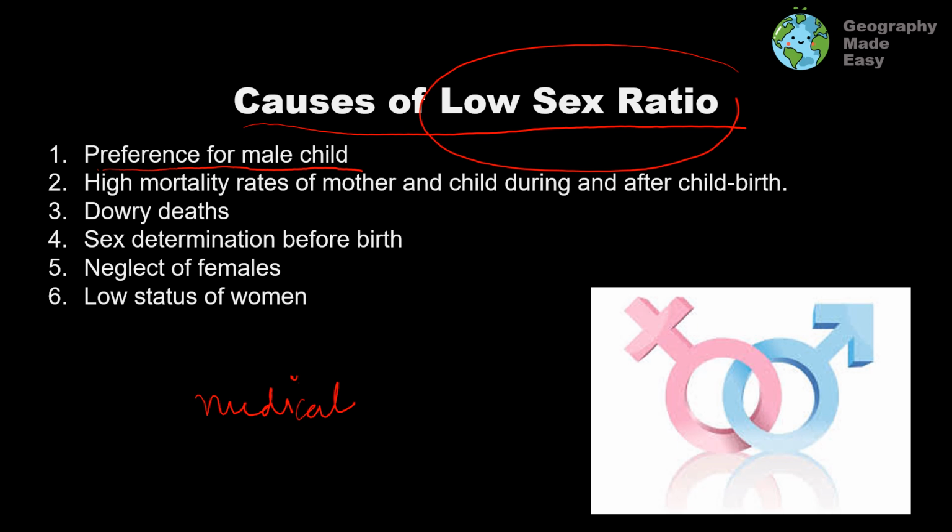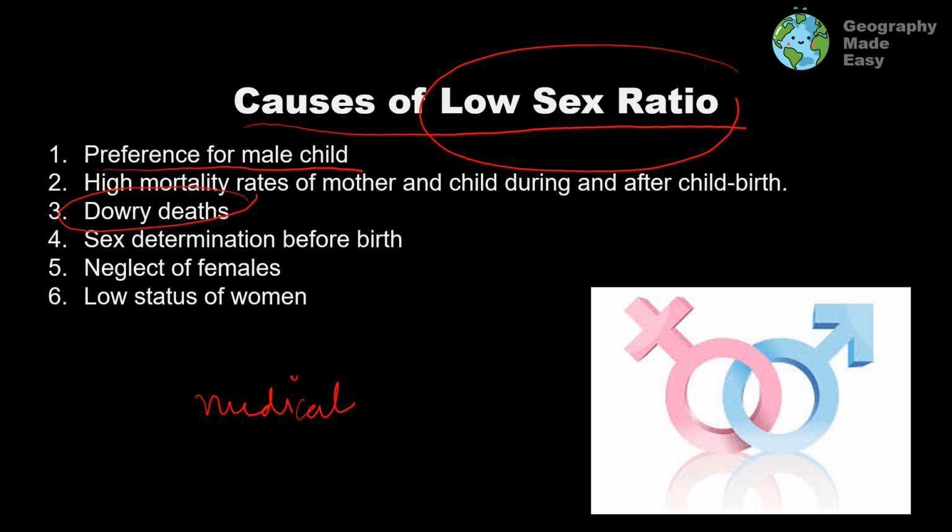The third is a very important point, which is dowry deaths. Dowry is a very ill practice which is still practiced in India, where after marriage, the parents of the girl have to pay the groom's family a large amount of money, in the form of cash, jewelry, or any kind of material goods. Now, if the father of the girl is not able to pay this money, in many cases it leads to dowry deaths.